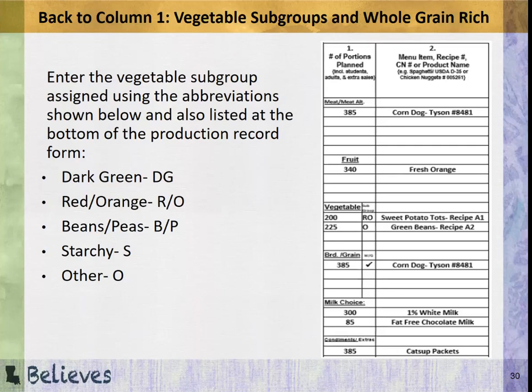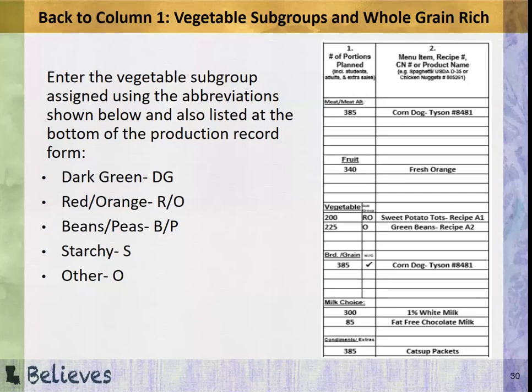And we're returning back to column 1. And this is where vegetable subgroups and whole grain rich items are recorded. At this stage of completion, you'll want to enter your vegetables and whole grain rich items where applicable. Enter a check mark in the whole grain rich column if the product is whole grain rich.